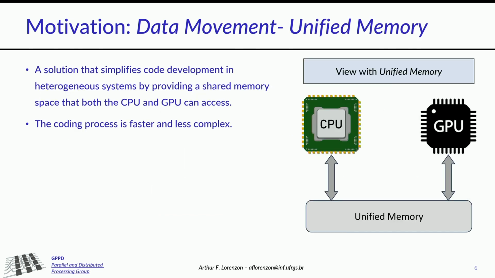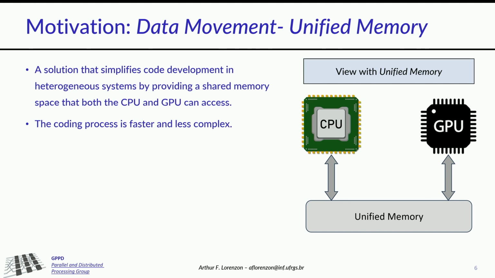Well, one solution that helps the process of programming these applications on heterogeneous systems is using unified memory. It simplifies code development in this kind of system by providing a shared memory space that both CPU and GPU can access. In this scenario, the programmer doesn't need to care about the data. It doesn't matter if the data is in the physical memory of the CPU or the GPU, because the runtime will take care of the data movement. So I can concentrate my efforts on other parts of the code.